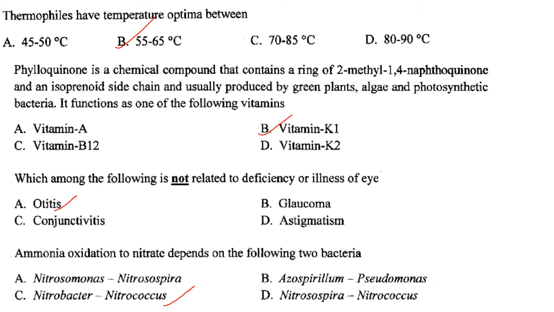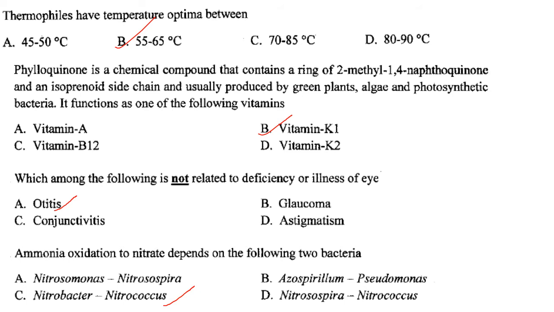The next one. Phylloquinone is a chemical compound that contains a ring of 2-methyl-1,4-naphthoquinone and an isoprenoid side chain, and usually produced by green plants, algae and photosynthetic bacteria. It functions as one of the following vitamins. So in humans and other vertebrates, this phylloquinone plays the role of the vitamin K1 that is required for blood coagulation and bone and vascular metabolism. So phylloquinone functions as vitamin K1. Answer is option B.